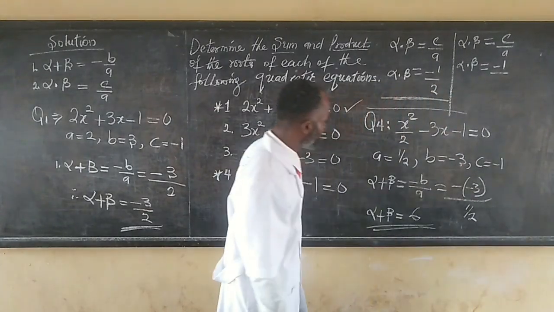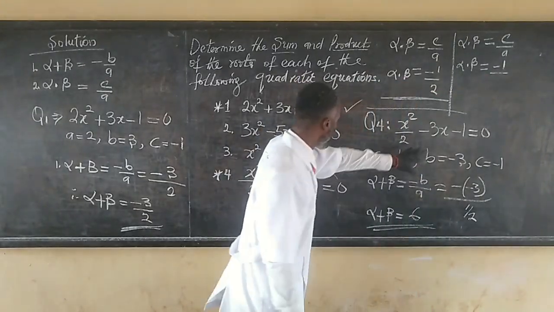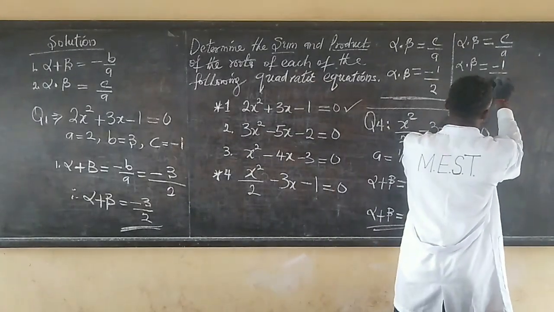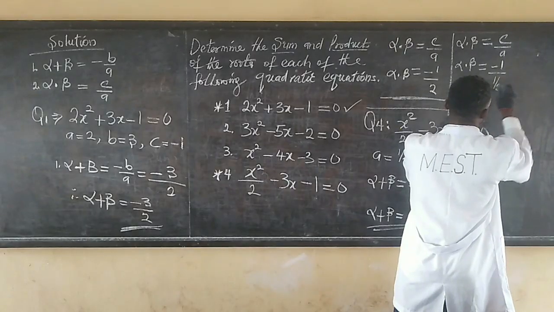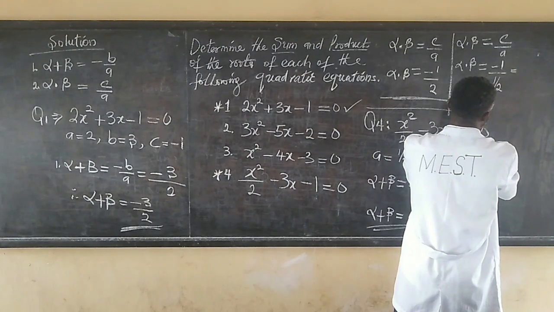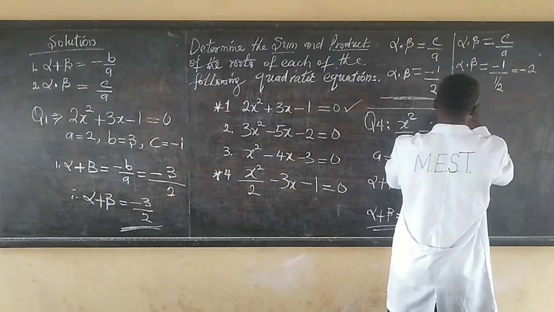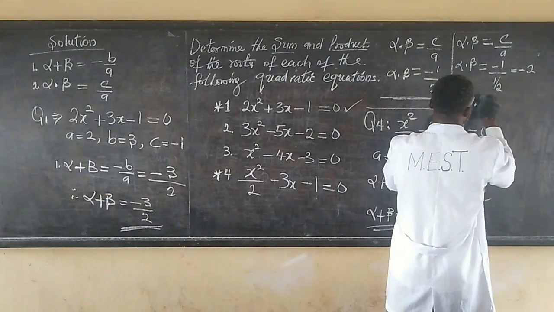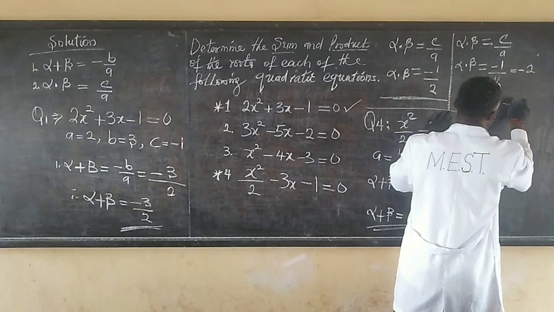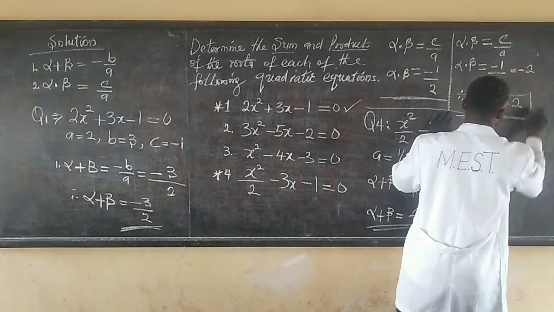And then A, look at A. What's the value of A here? It's half again. So we put half, 1 all over 2. And this invariably is going to be minus 2. Therefore, the product of roots, alpha dot beta, is equal to minus 2. Solved. This is solved.